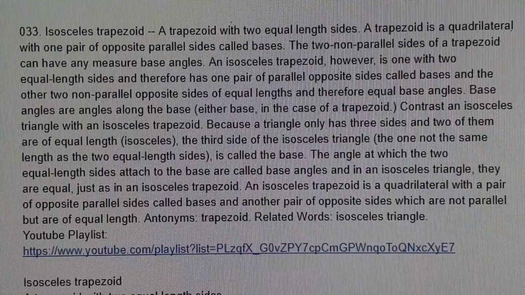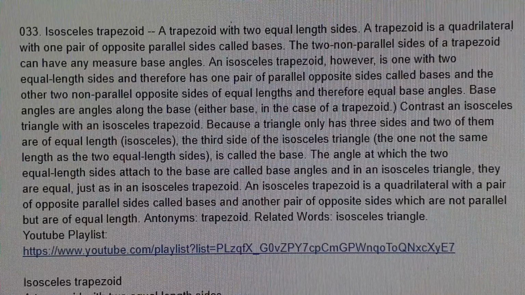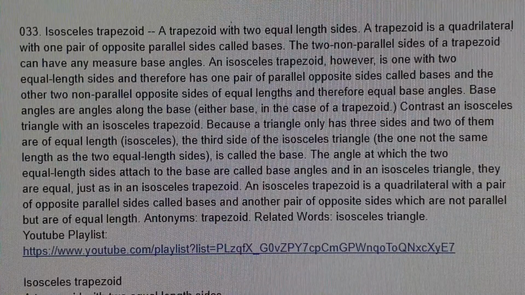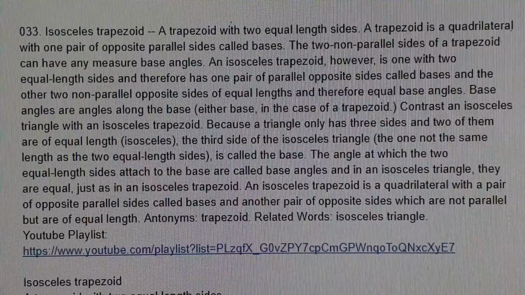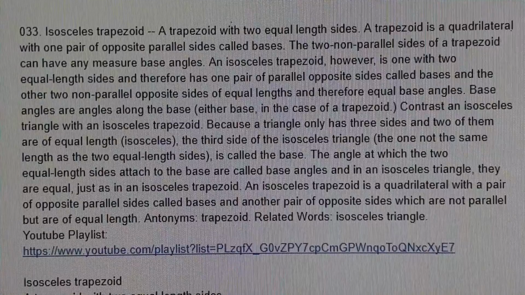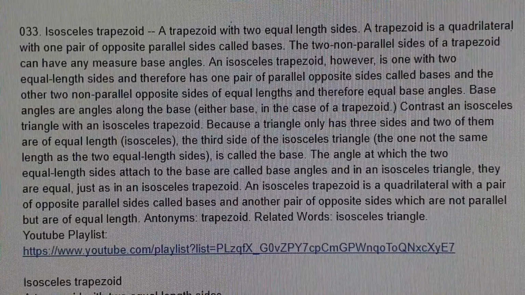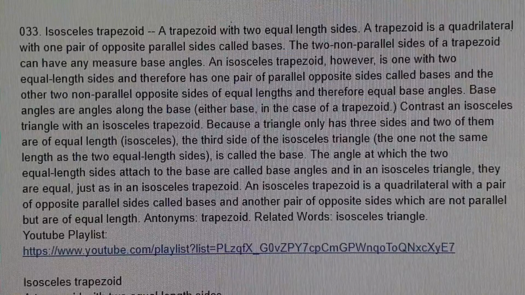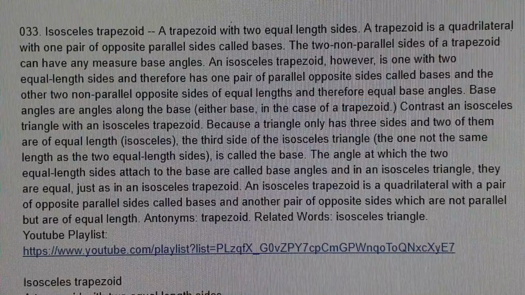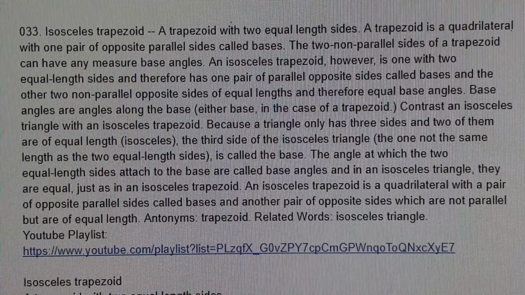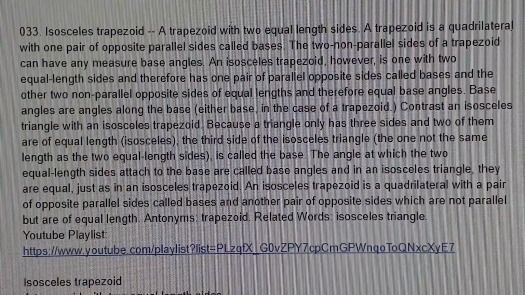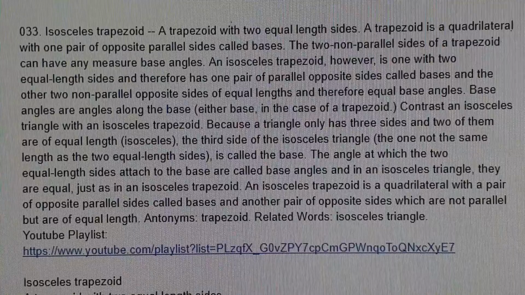Contrast an isosceles triangle with an isosceles trapezoid. Because a triangle only has three sides and two of them are of equal length (isosceles), the third side of the isosceles triangle (the one not the same length as the two equal length sides) is called the base. The angles at which the two equal length sides attach to the base are called base angles, and in an isosceles triangle, they are equal, just as in an isosceles trapezoid.